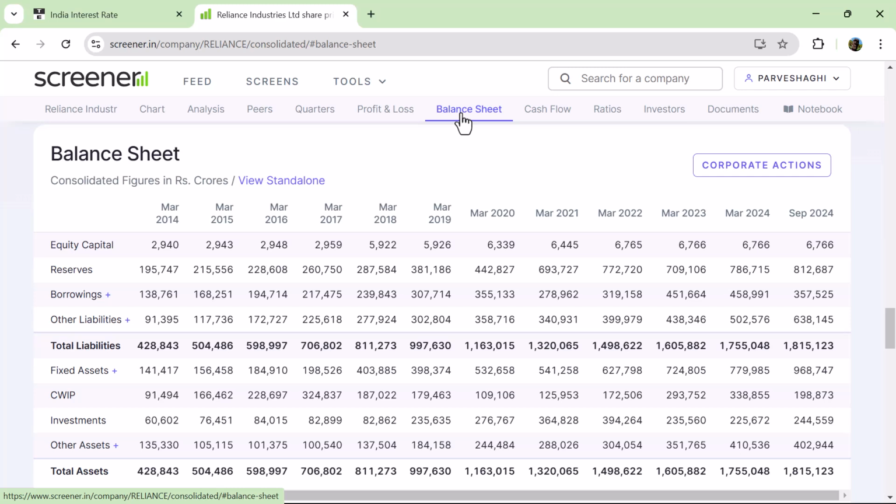So this belongs to the shareholders because this money has not been given to the shareholders; it has remained in the company. Then we have borrowings. So how much are the borrowings? 3,57,000 crores. So this is one of the biggest non-financial companies, which has the highest loan book in the country, which is 3,57,000 crores.